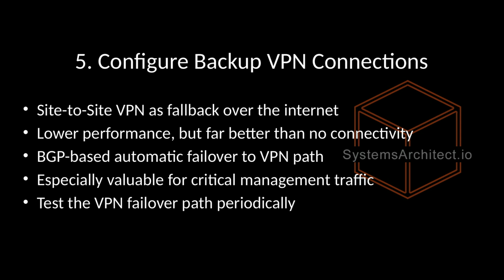AWS supports VPN as a BGP-based backup path. Failover can then happen automatically based on route preference. Test that VPN failover path periodically. An untested backup is one you can't fully trust.